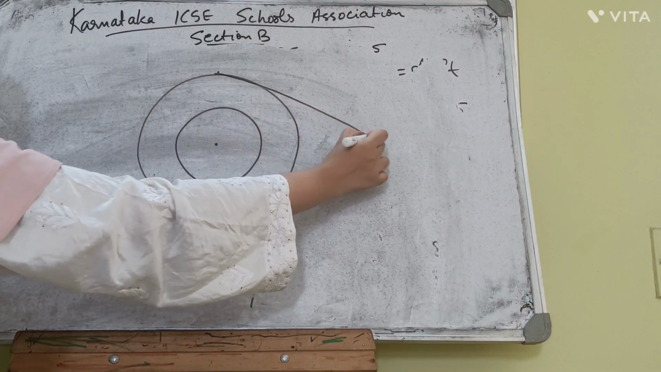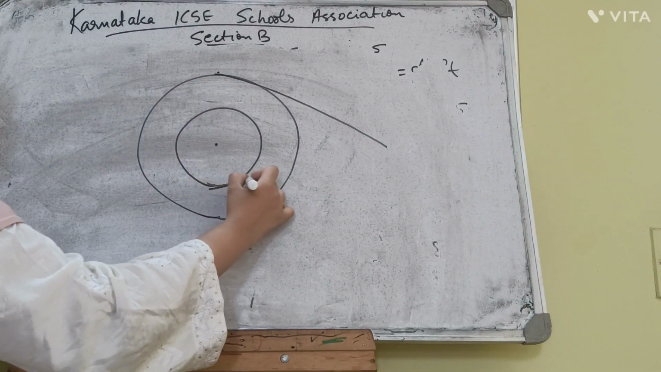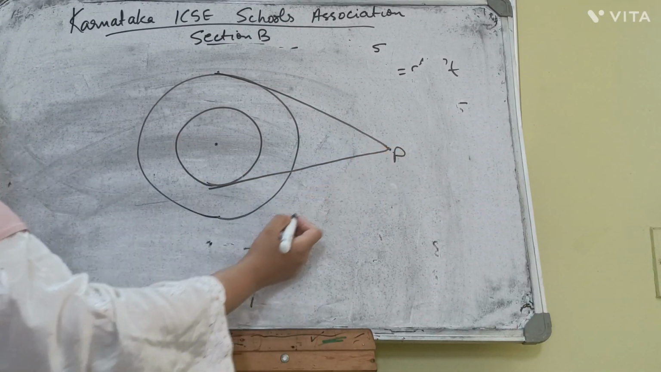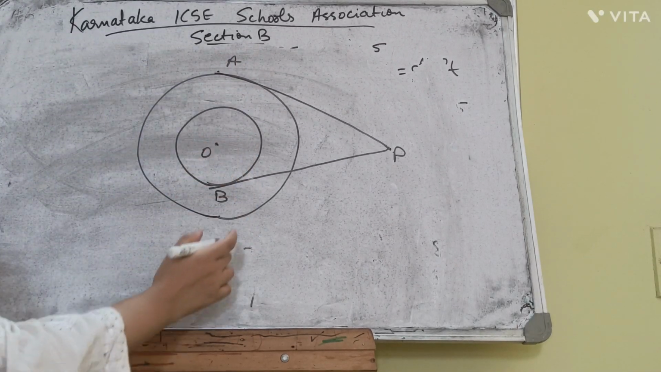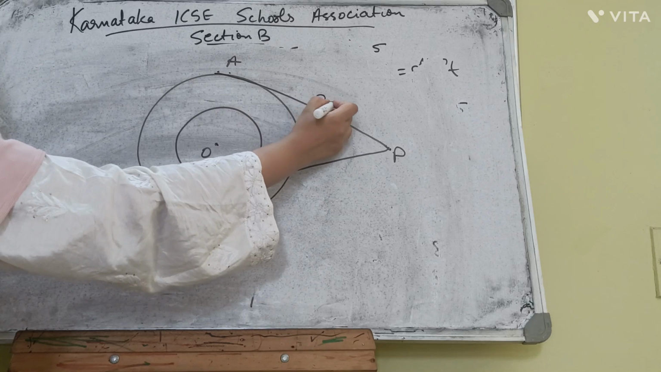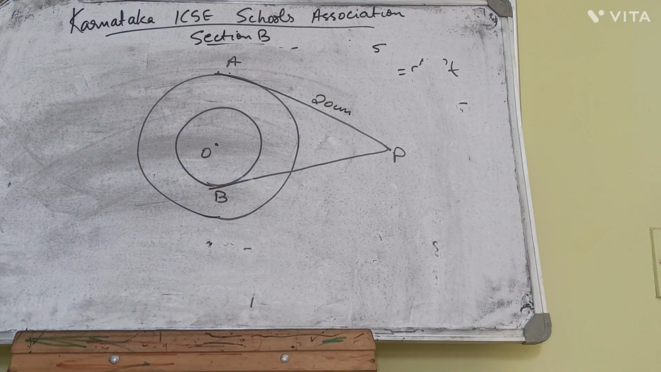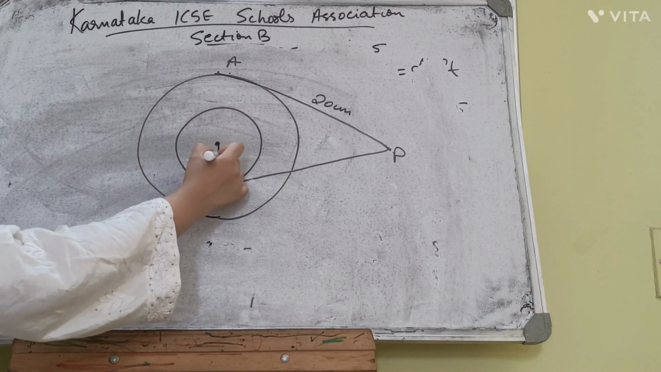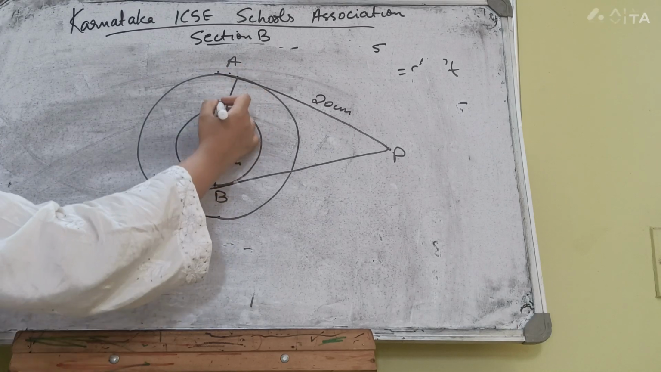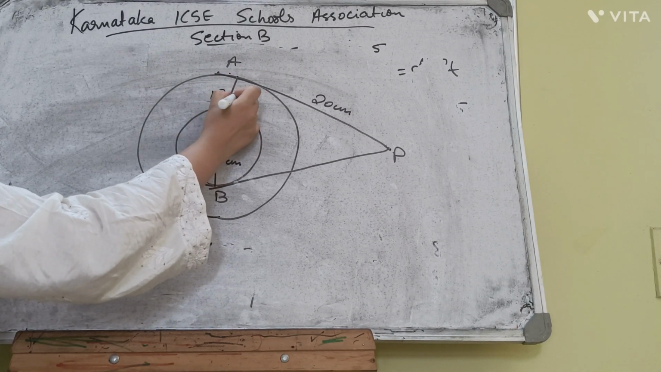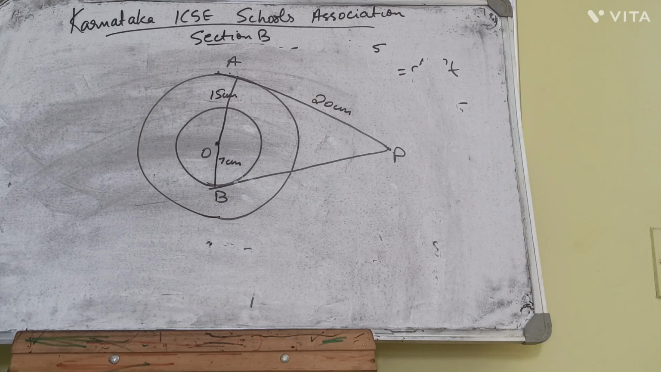They have given two concentric circles and two tangents. Center is marked as O and length AP is given as 20 centimeter. The question says in the given figure O is the center of two concentric circles with radii 7 centimeter and 15 centimeter. So the smaller circle has radius 7 centimeter and the bigger circle has radius 15 centimeter.